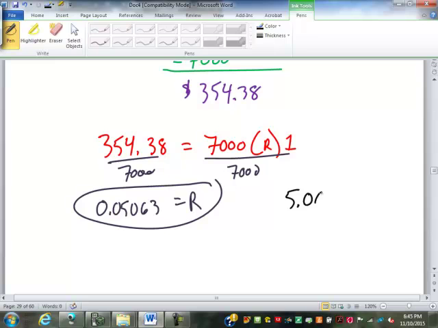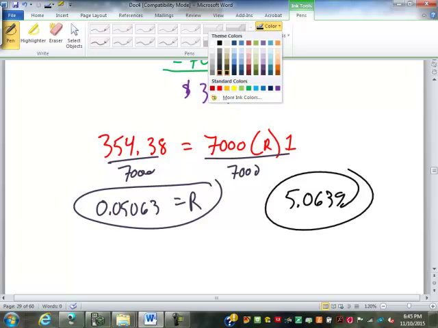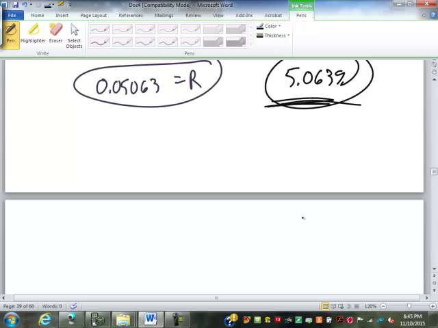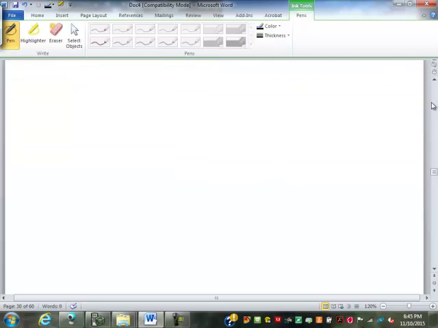So 5.063% is our effective rate. Again, rounded to whatever you're asked to round to. How many of you had that? Cool. So now let me show you an example where the 1 year becomes more significant.